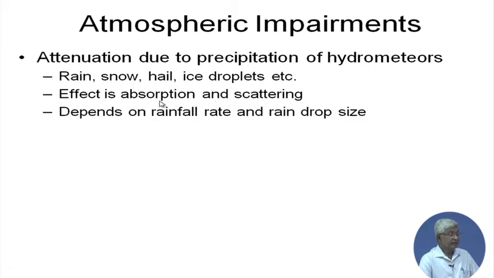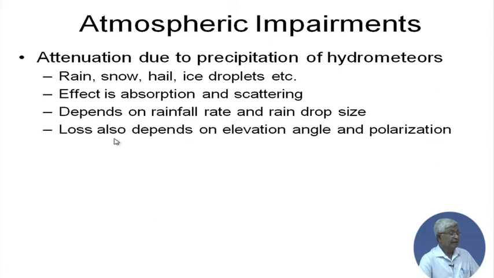You can see that it can absorb, and since it is a different medium, suddenly from free space or from air another medium has come. So from the surface of that particular medium it will scatter. Depending on the rainfall rate and raindrop size, the dominating thing is rain, as we will see, and the loss, that is absorption, will also depend on at what elevation angle and polarization it is coming. We will see a little more detail on that.